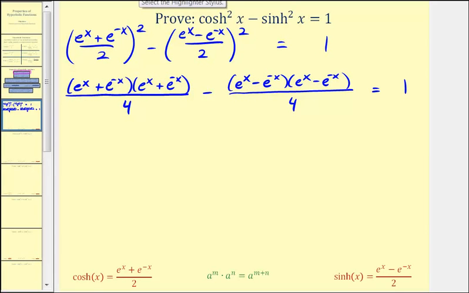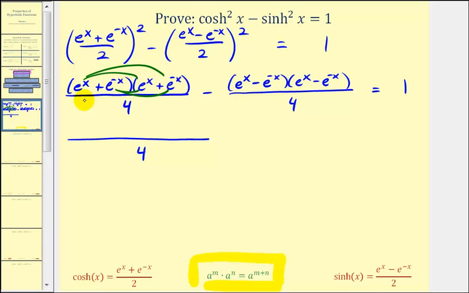And just to review, when multiplying and the bases are the same, we should remember that we will be adding the exponents. So when multiplying these binomials together, we'll have 4 products, 1, 2, 3, and 4. So e to the x times e to the x will be e to the power of x plus x, or 2x. There's that product. And then e to the x times e to the negative x would be e to the x plus negative x, which would be e to the 0, which is equal to 1, which will simplify in the next step.